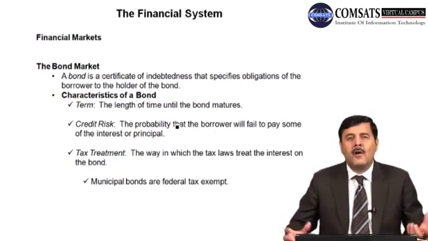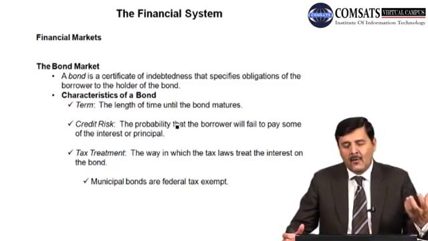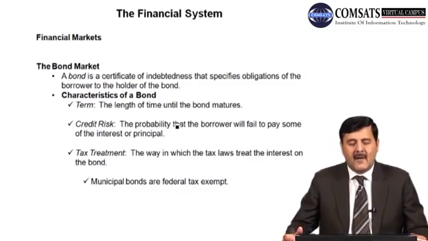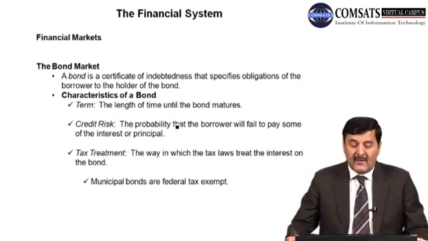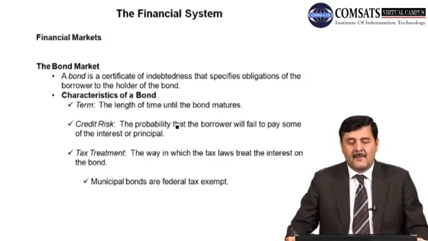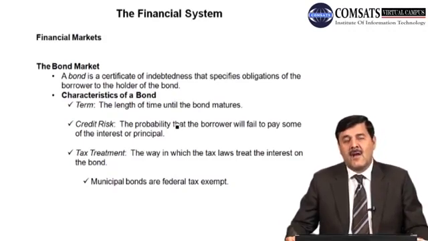So we have talked about the bond. Bond kya hai? A bond is a certificate that specifies the obligation of the borrower to the holders of the bond. उसके बाद हमने bond की characteristics की बात की, and we said that term is one of the characteristics, the length of time until the bond matures, so the holder of the bond can get maximum benefit. Credit risk: there is a chance that the borrower will fail to pay sometimes the interest or the principal amount to the bondholders. Tax treatment: there is a tax on the income or interest earned on a bond. Municipal bonds are those bonds which are federally tax exempt.